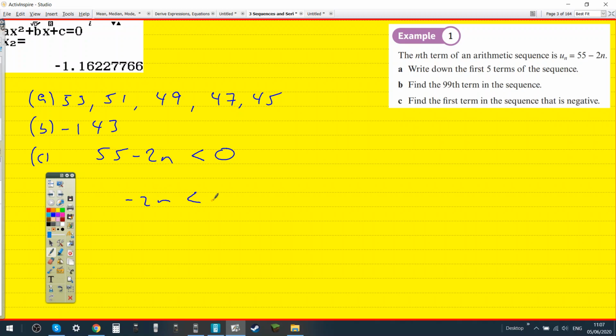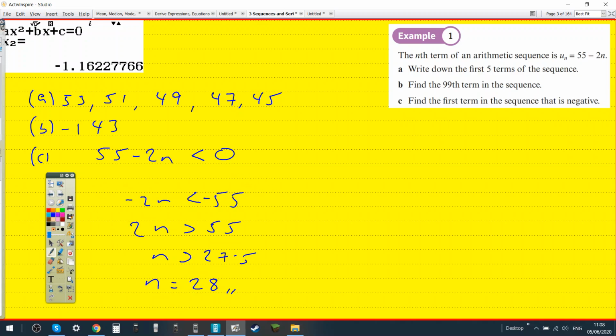55 minus 2n less than 0, so 2n greater than 55. Half of 55 is 27.5. So it has to be greater than 27 and a half, and so it's term 28. Okay, so I think that's what you said, isn't it?